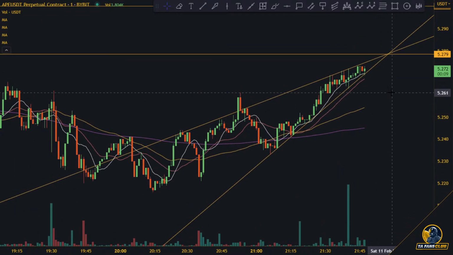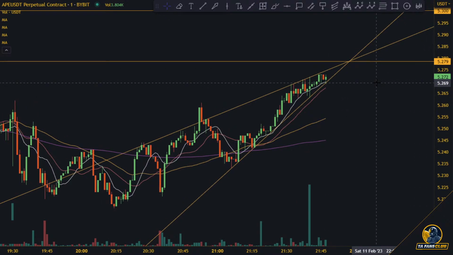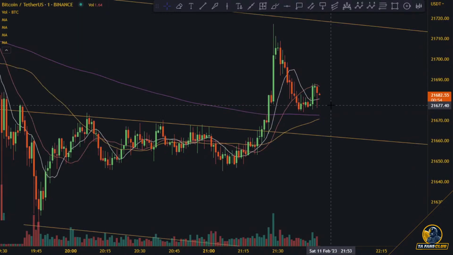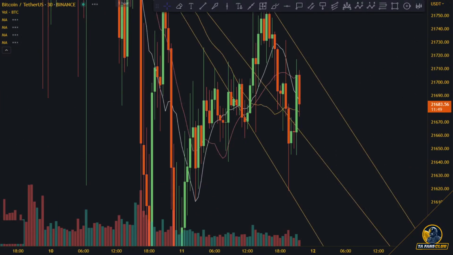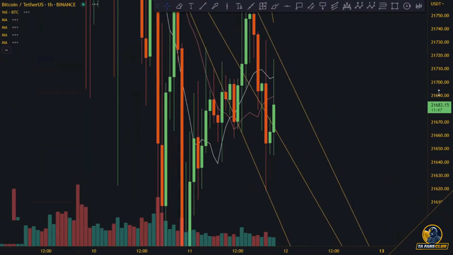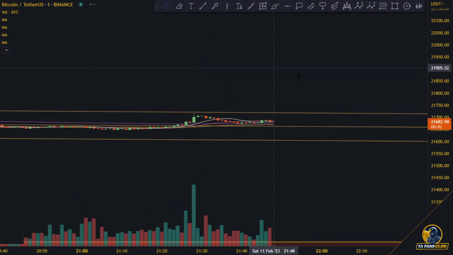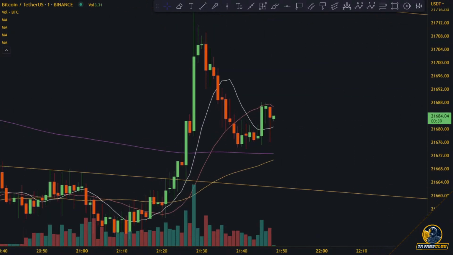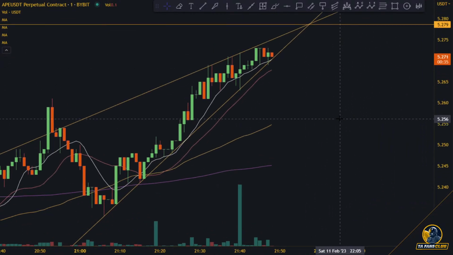Rising wedge into the major resistance level, but it's going slowly into that, so it can definitely do it. But it's very close. Bitcoin is kind of sketchy up here. So we'll see.